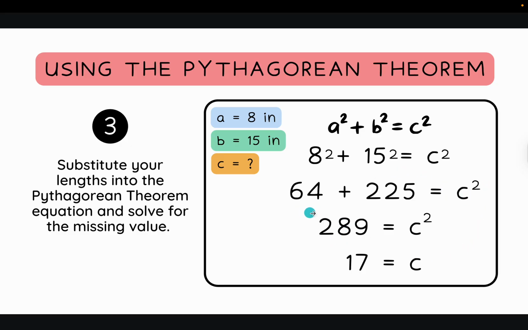So now that we have added these two values together to get 289, we are going to square root both sides to get rid of this square, right? So now we're going to get C equals 17 because we took the square root of this number.